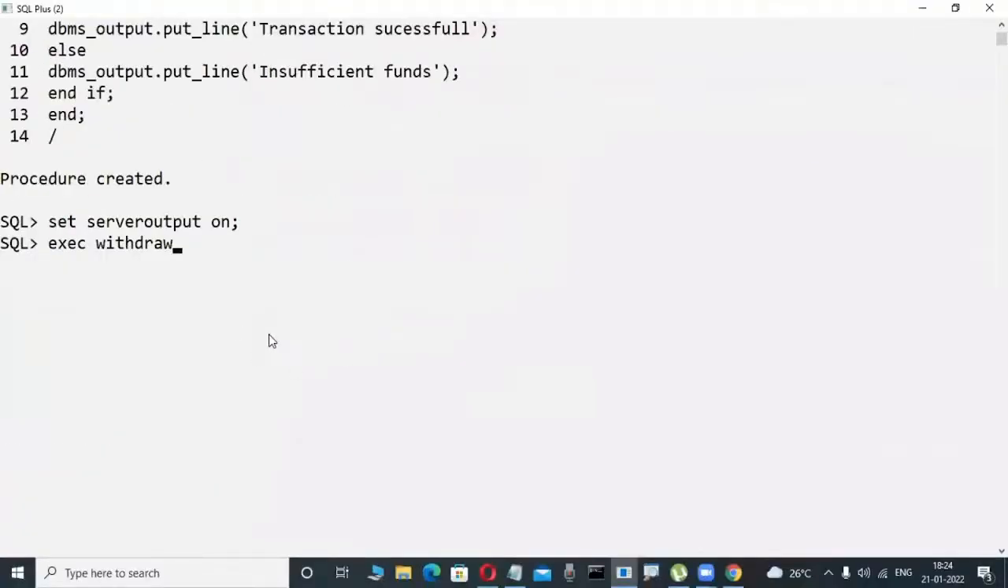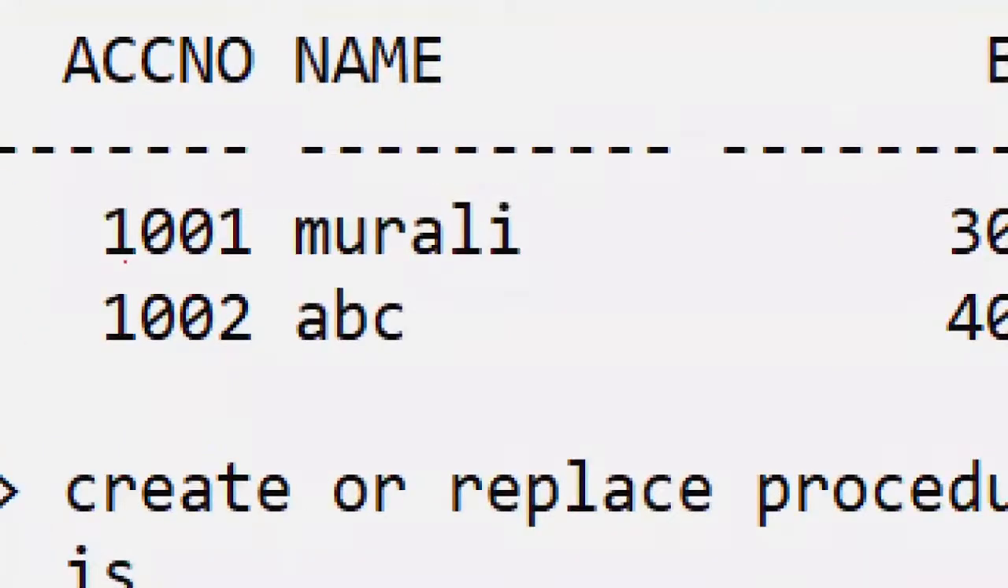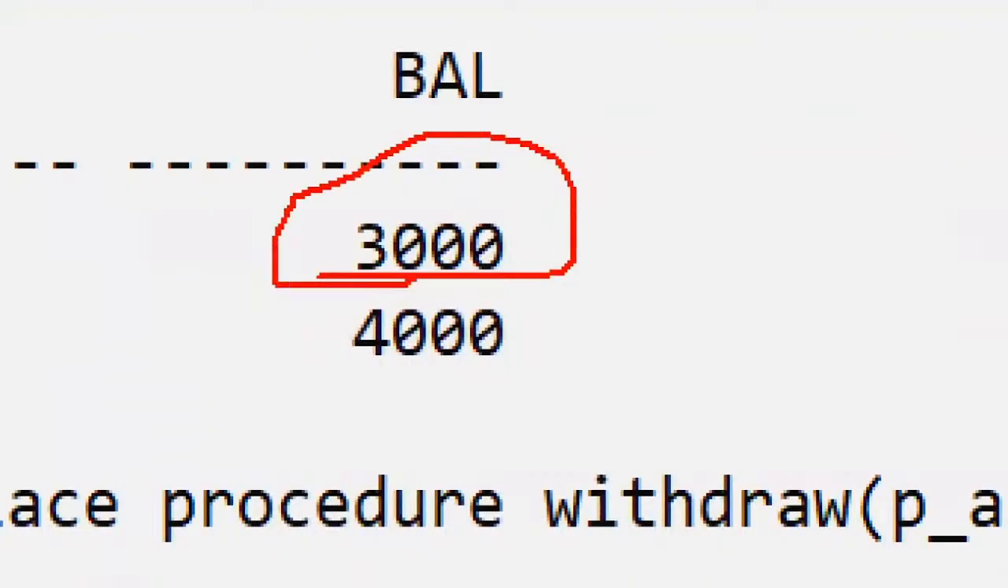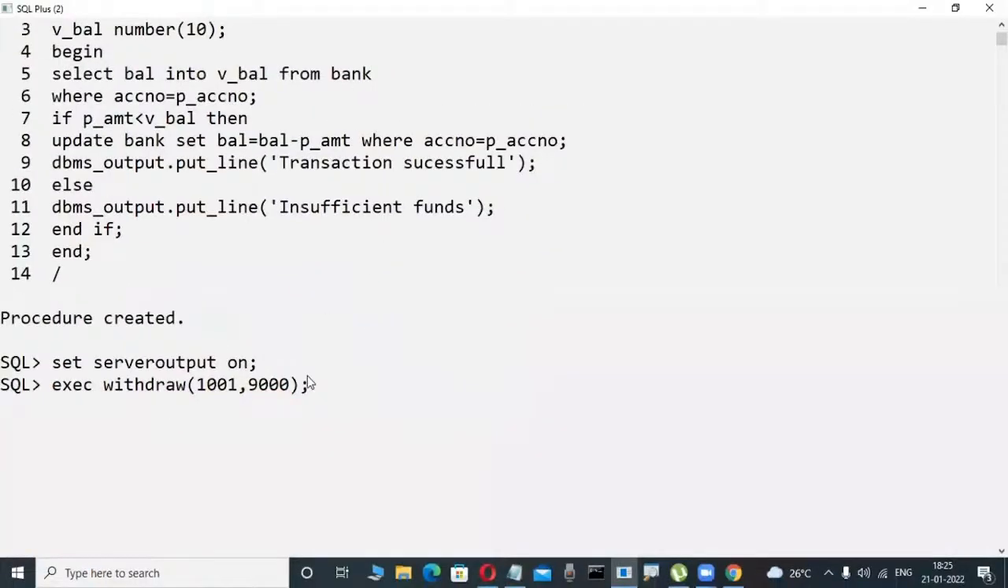Here my account number 1001, account number I'm passing, comma, I try to withdraw 9,000 rupees, for example. Observe my account number in this table, slowly observe it. 1001 is my account number, Morley is my name only. Now my balance is how much? 3,000 is the current balance in my table. Now, with account number 1001, I try to withdraw 9,000, because I'm writing this program.